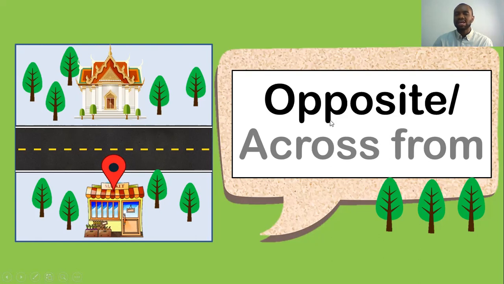Opposite. O, double P, O, S, I, T, E, opposite. The temple is opposite the market. And the market is also opposite the temple. Okay, opposite.